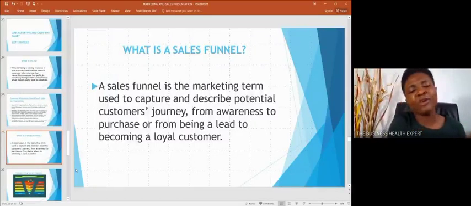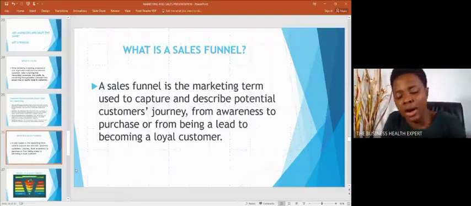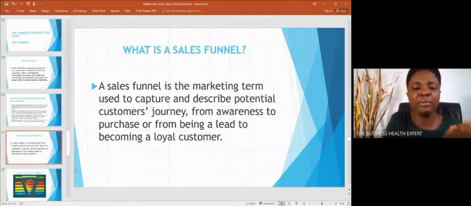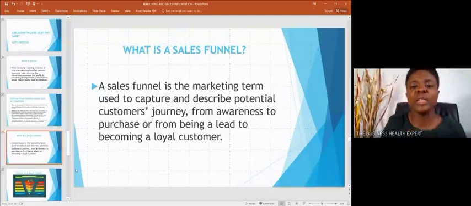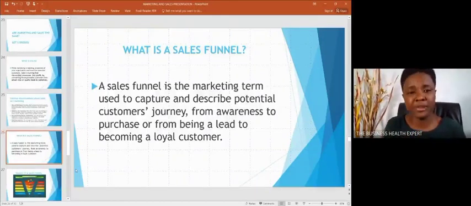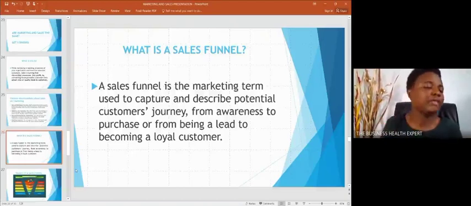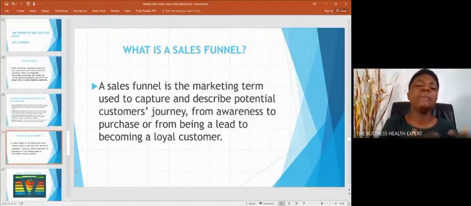That is, not just stopping at purchase, but going from being a lead to becoming a loyal customer, from awareness to the point of purchase, and even referring you to others, is what a sales funnel is all about. Yes, and some people use the word sales funnel interchangeably with marketing funnel, because of course sales and marketing go hand in hand. So you can hear some people say, oh, my marketing funnel. You can hear some people say my sales funnel.